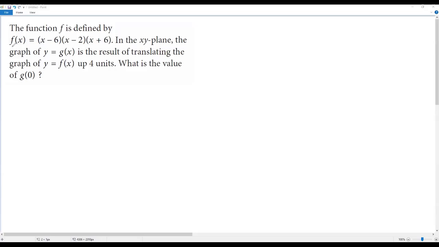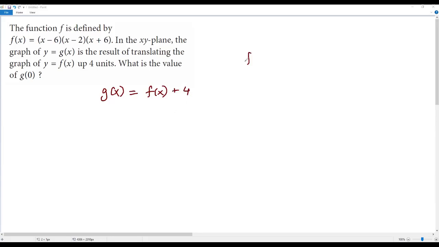Okay, there are two functions. The first function f of x is clearly given over here. And so we need g of 0. For that, we need to know the function g of x. There is information about the function g of x. It is a result of translating the graph of f of x up by 4 units. Since g of x is the result of translating the graph of f of x up by 4 units, we have to add 4 to f of x.